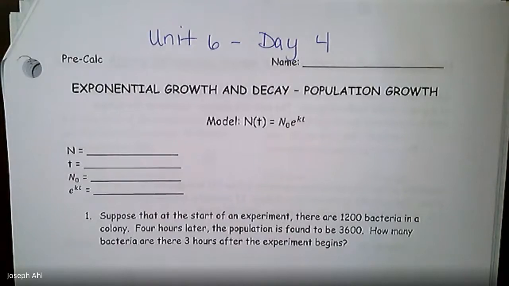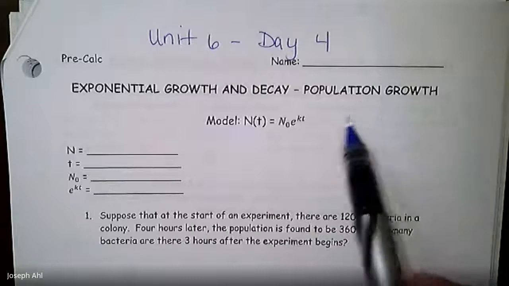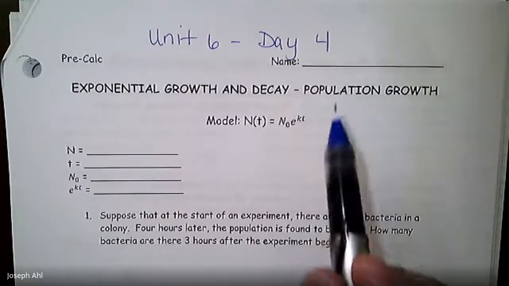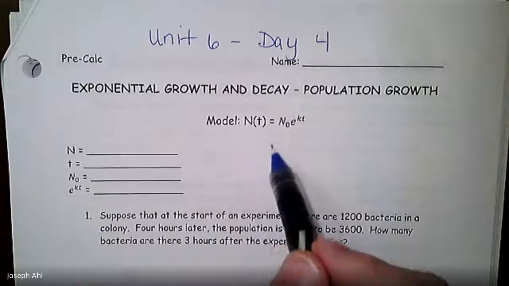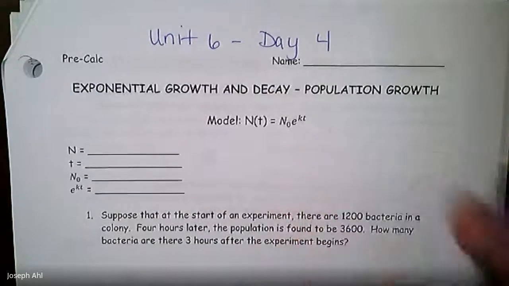In your packet on page 5, we're talking about more exponential growth and decay. Specifically today, we're focused on population growth and population decay. And you'll see that the model we're going to be using today, right below here, is N of t equals N sub 0 e to the kt power.